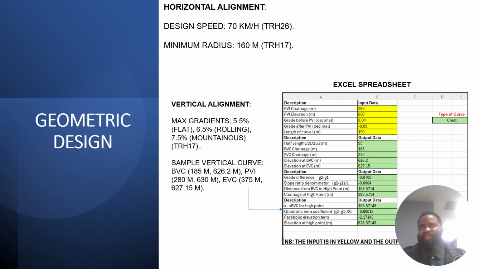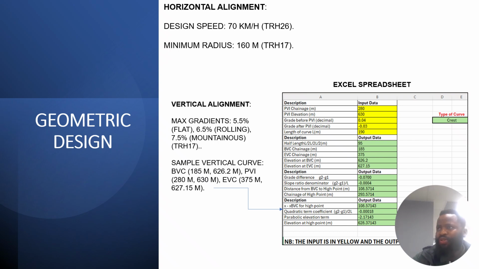And then the geometric design. The geometric design is as shown. The design speed as per TPG3700 is 70 kilometers per hour for the class of the road. The minimum radius for road class 3, 70 kilometers per hour, is 160 meters as per TRH17.